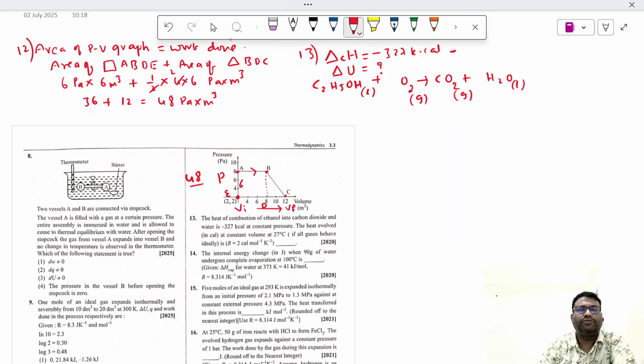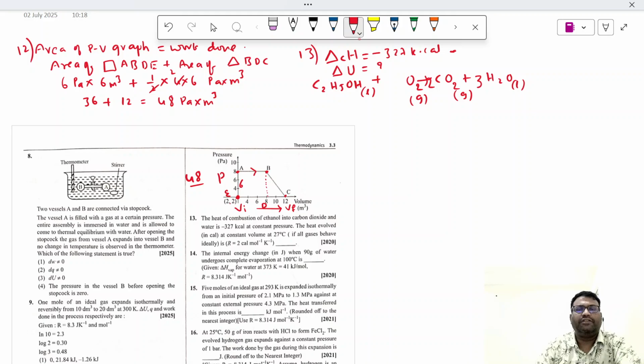Then what do you get? You need to balance the reaction. C2H5OH: 2 CO2, 5 plus 1 is 6, so 3 H2O. 2 twos are 4, 4 plus 3 is 7. 7 means you have 3.5, right? 2 carbons. If you see the oxygens, 3 plus 4 is 7, 7 plus 1 is 8. So balance it clearly with O2, right?